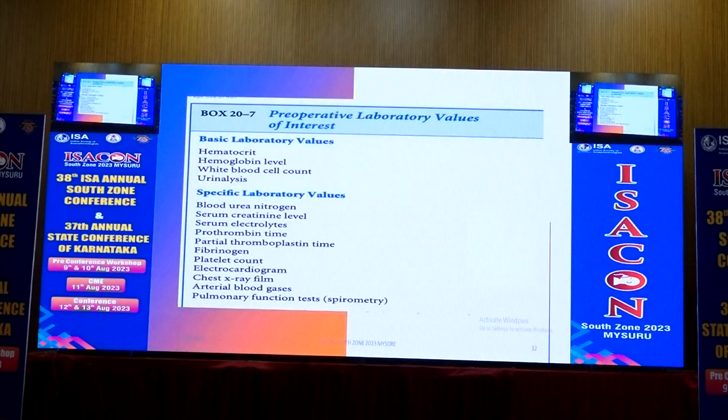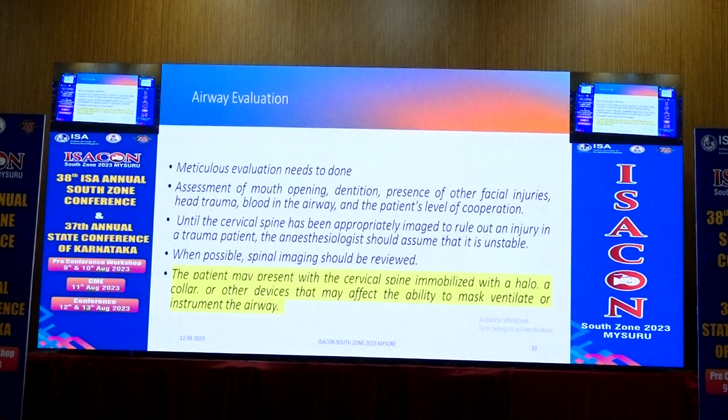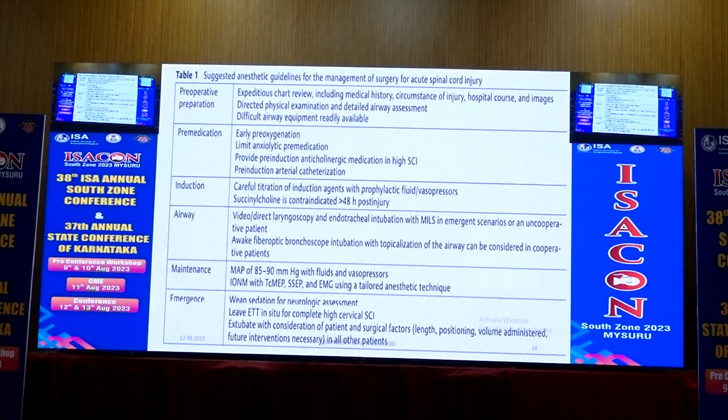So these are the basic investigations which we are going to do, like for any other cases of general anesthesia. And as I told, airway evaluation becomes mandatory. Always remember to keep your difficult airway cart ready. And this is the suggested anesthetic guidelines for the management of surgery for acute spinal cord injury. So preoperative preparation: review the charts, whatever charts are available, for how long the patient has been with us, what investigations were done, and what was the course during the hospital period.